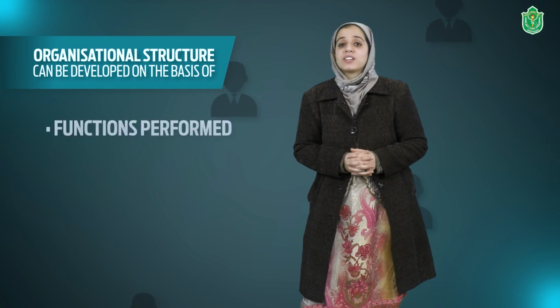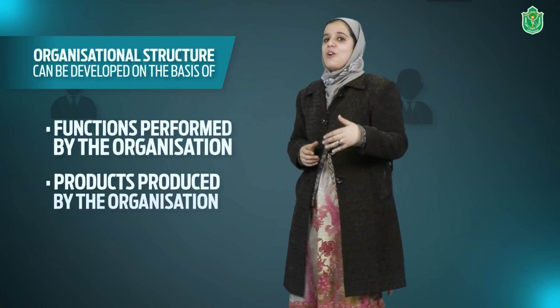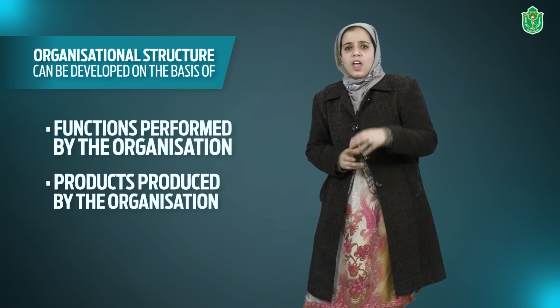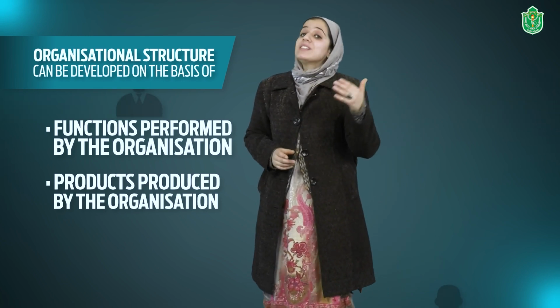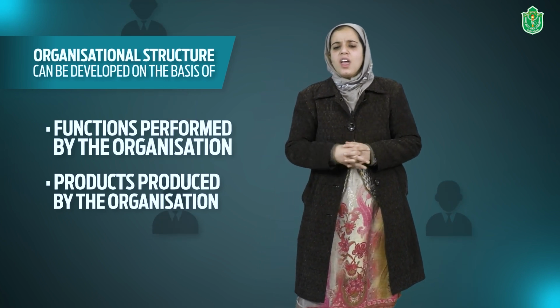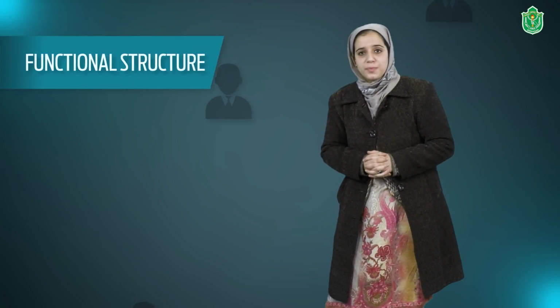Organizational structure can be developed on the basis of functions being performed by the organization or on the basis of the products being produced by the organization. It gives a formal structure of the organization. So there are different types of this organizational structure. The first type is functional structure.